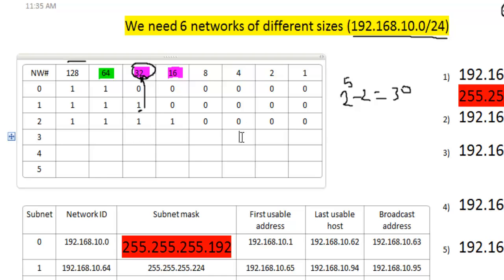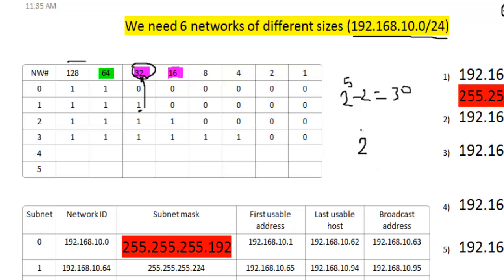So from here you're going to fill up those with ones: 1, 1, 1, 1, 1, 1, and those here zeros, 0 and 0. This is the host part. We have 2 host bits, so 2 to the power 2 is 4. 4 minus 2 equals 2, and this is what we are looking for here.